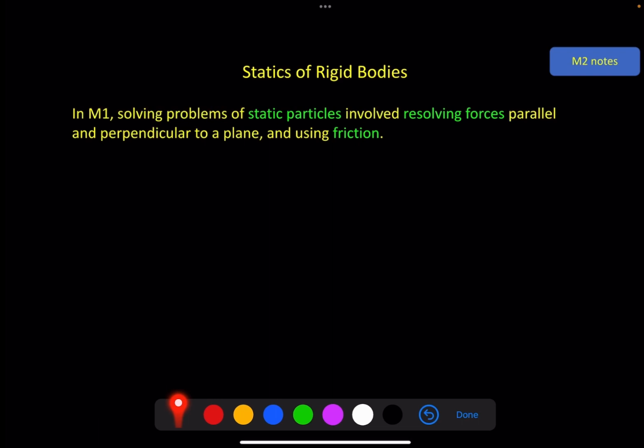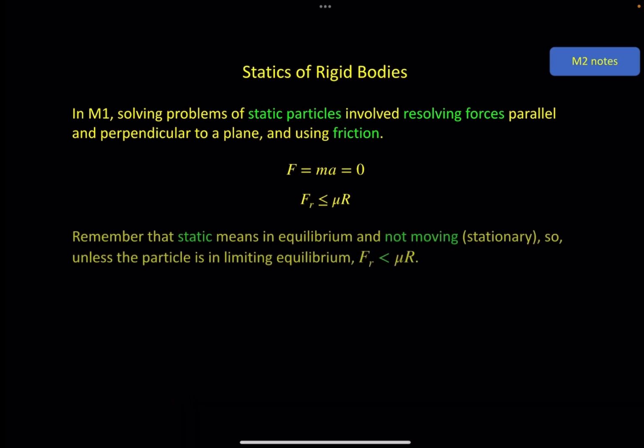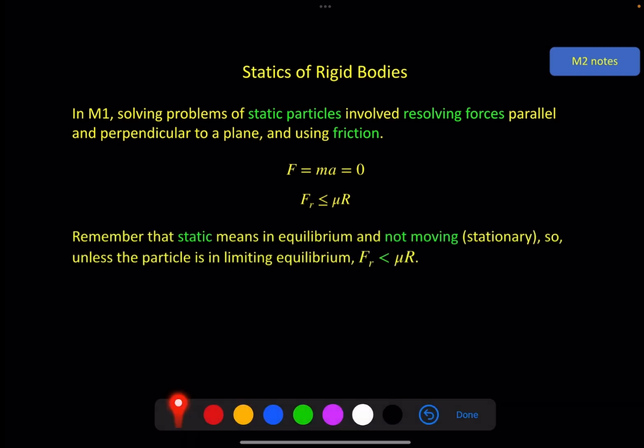In M1, as we did in the starter question there, we solved problems of static particles, and that involved resolving forces parallel and perpendicular to the plane and using the friction equation. We did both of those on the starter question. These are the two equations that we used. And remember that static means in equilibrium and not moving.